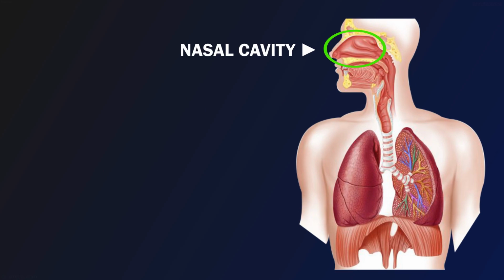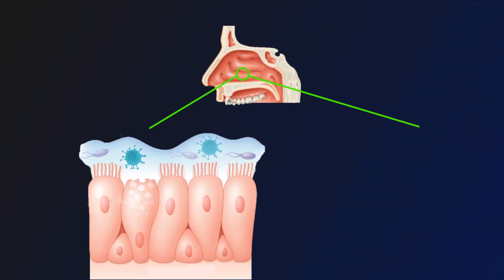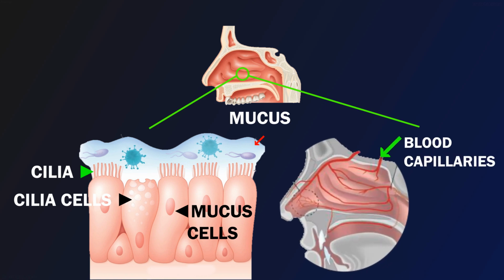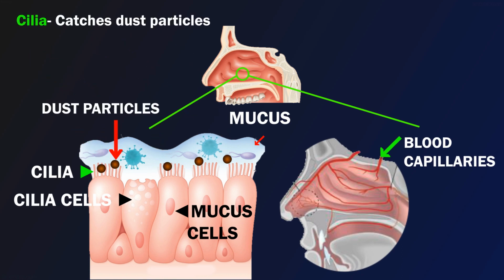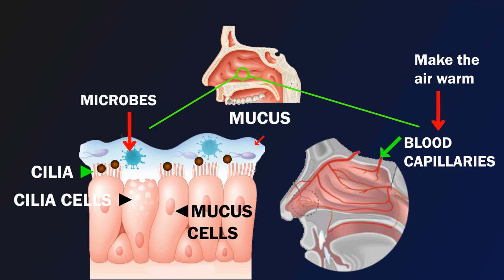The next part is the nasal cavity. The surface of the nasal cavity has: 1. Cilia producing cells, 2. Mucus producing cells, and 3. Blood capillaries. Cilia help in catching small dust particles. Mucus moistens the air and captures microbes. And blood capillaries make the air warm.